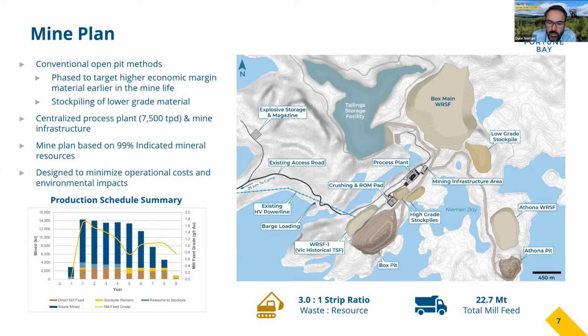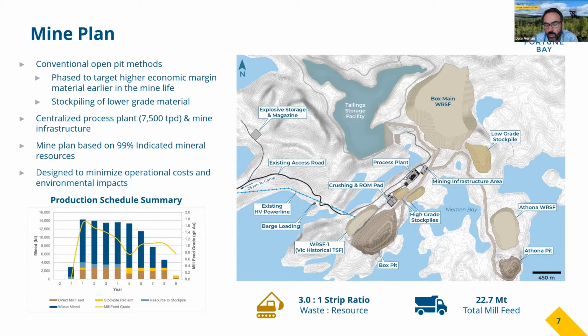So these pits are going to be phased. From a mining point of view, they're going to start together in year one. The reason for that is that at Thona, we've got a very low strip ratio below 1. At Box, a good strip ratio of also 3.7. So these pits are going to start together, and really a phased approach to target some of the higher economic margin material early in the mine life.